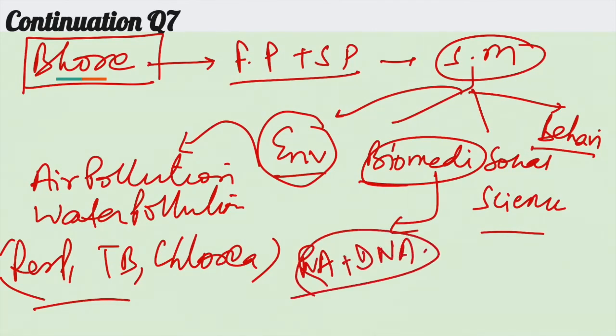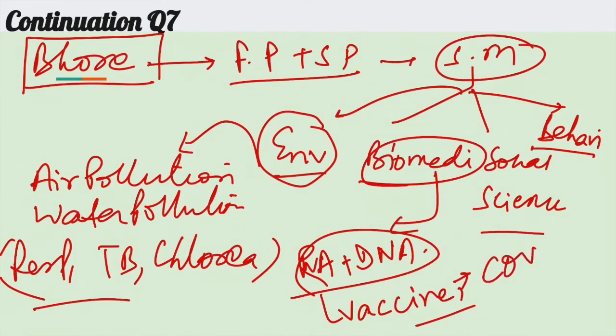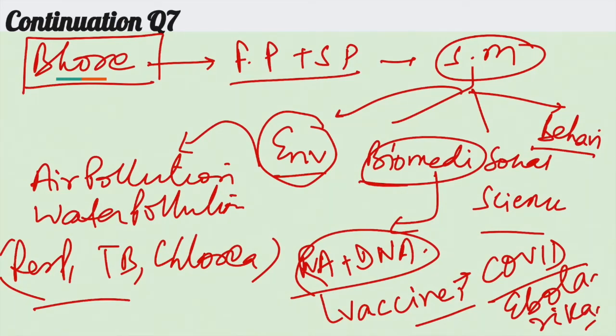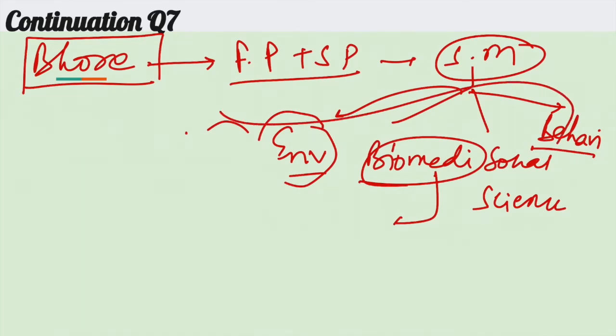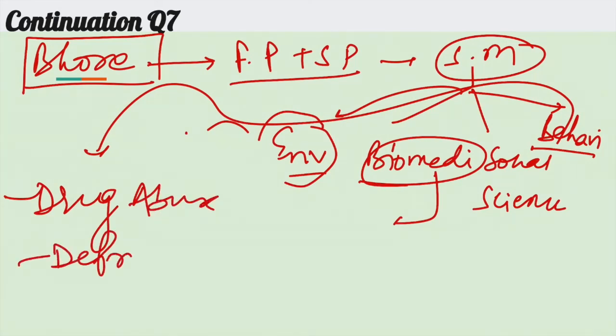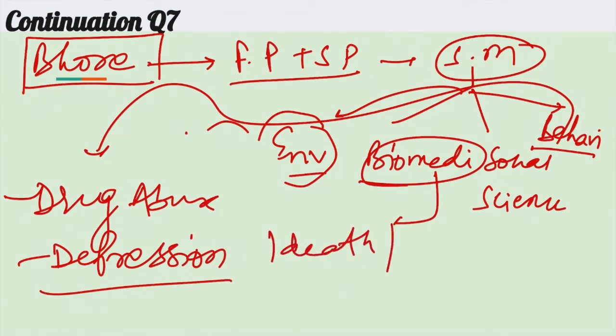Now biomedical: we all know that the biomedical aspect talks about DNA and RNA, the study of DNA and RNA, that is basically genetic engineering. It will also help in vaccine development. You can relate it to pandemics like COVID, Ebola, Zika virus, everything. Now the third part is the behavioral aspect. How will I relate the behavioral aspect? I can talk about drug abuse, rising depression, suicide. Do you know that in India there is 1 death per hour because of suicide? 1 death per hour, 24 deaths in a day.